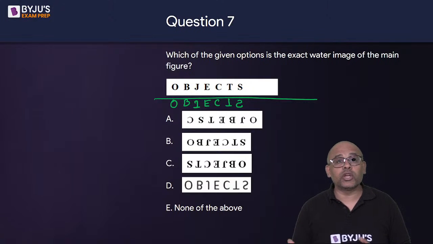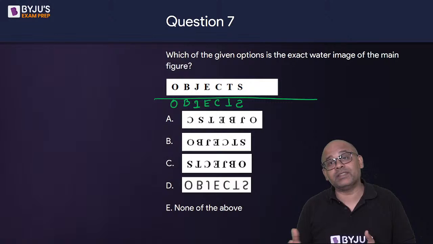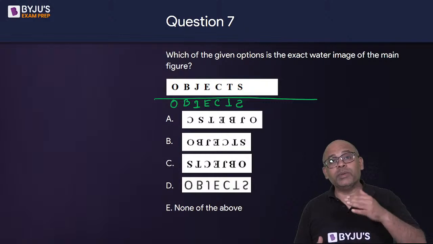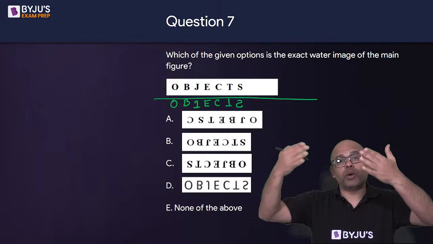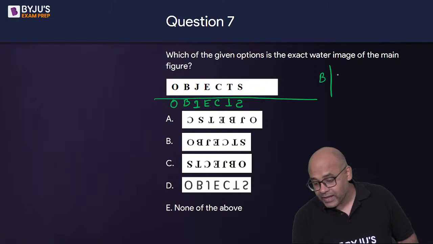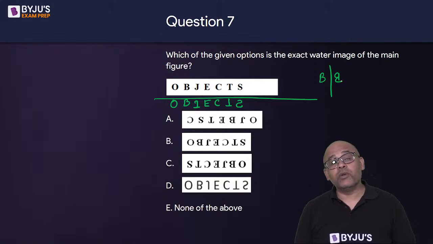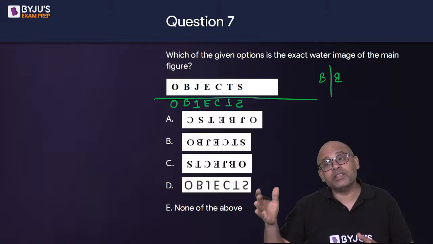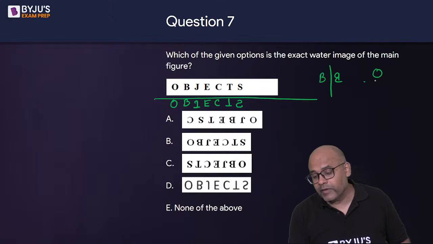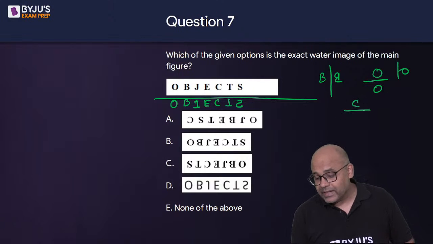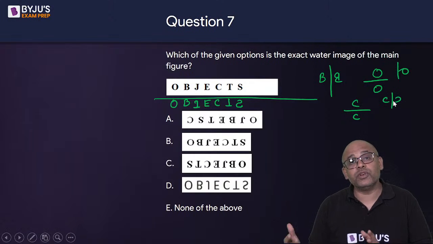So if you are not thorough with water and mirror images, you need to practice how the alphabets look in a mirror and in water. So water means the mirror is at the bottom, the reflection is from top to bottom. Whereas if I write B and keep the mirror on the right side, I will be getting a B like this. So remember, in water images, certain alphabets don't change. In mirror images, certain alphabets don't change. For example, O will always remain as O whether it's a mirror or a water. Whereas things like C will remain C in water, but C will change in mirror. So these things you need to be aware of.